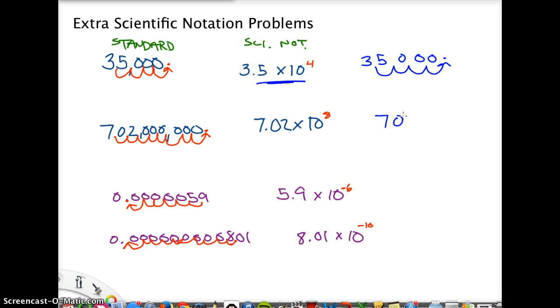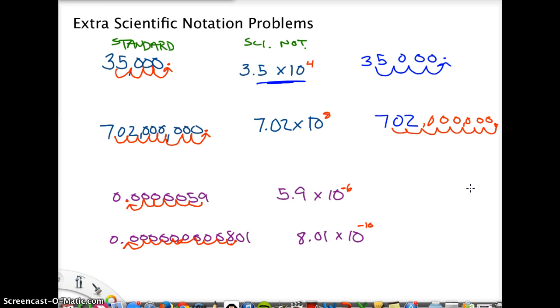Same thing over here. I'm going to write the 702. This is going to get bigger, so it's going to be times 10 to the 8th. If my decimal place is right after the 7, this has got to go 1, 2, 3, 4, 5, 6, 7, 8, and then I'm going to fill in the rest with zeros. 1, 2, 3, 4, 5, 6, which is the same number I had over here, which is what we want.